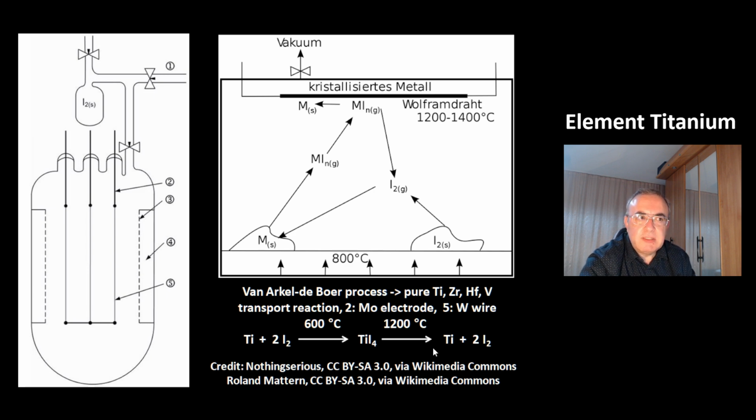This can then use the decay at 1200 degrees Celsius to titanium, and you get back the iodine. So the pure titanium will end here. At the right, this is the process, how it works. Iodine goes to gas phase and then reacts with the metal, transports the metal to the tungsten wire, and then you get back your iodine.